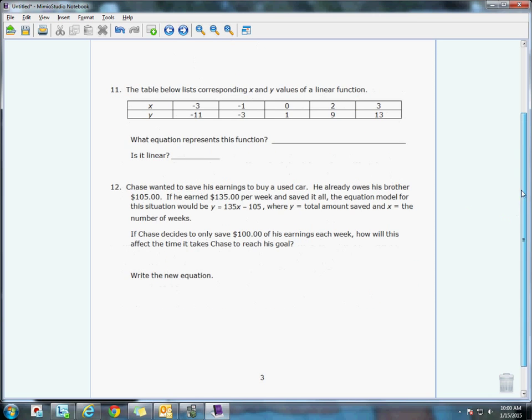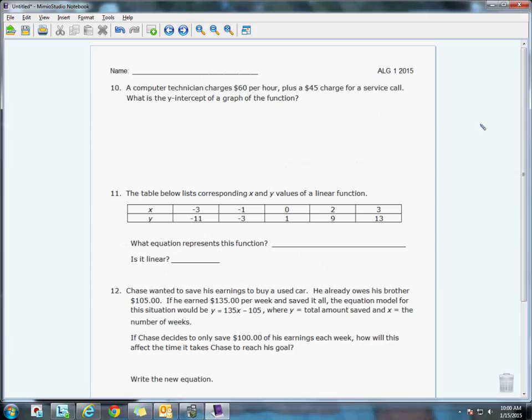All right, number 10. So we have a computer technician charges $60 per hour plus a $45 charge for a service call. What is the y-intercept of a graph of the function? Well, we're just going to write our equation. We have y equals, okay, this technician does $60 per hour, so we're going to have 60. Now, we don't know how many hours he's going to be out there, so we're going to call that X, plus $45 charge for a service call. So no matter how many hours they're out there, we have to pay them $45. Okay, well, if you notice, this is y equals mx plus b. It's in slope-intercept form. It's asking for your y-intercept. That's b. So that just matches up right there with 45. Whatever your one-time fee is, that's always your y-intercept.